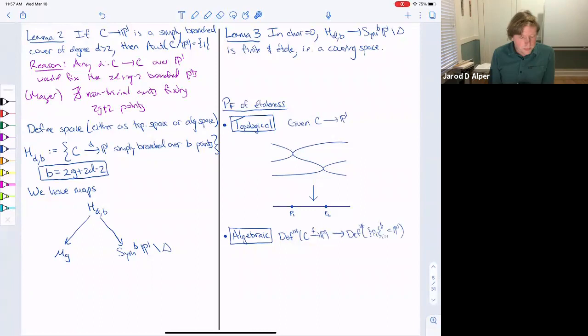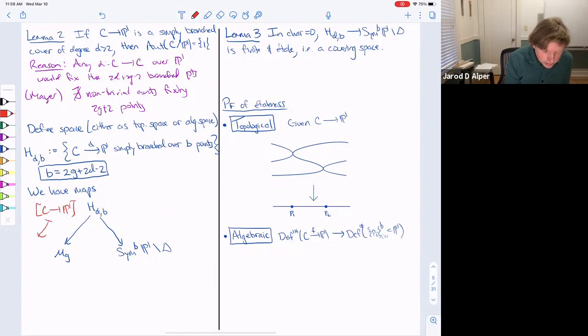But it does allow us to define the moduli space of all simply branched covers. I define that as H D little b. So little d is the degree, little b is the number of branch points, and there's a relationship between b, the genus, and the degree. And so we can define this either as a topological space, or because there's no automorphisms, as an algebraic space. And the important point here is that this maps both to MG and to the symmetric product of P1, where if I'm given a simply branched covering, I just forget the covering and map it to C, or I can map to the B branch points.